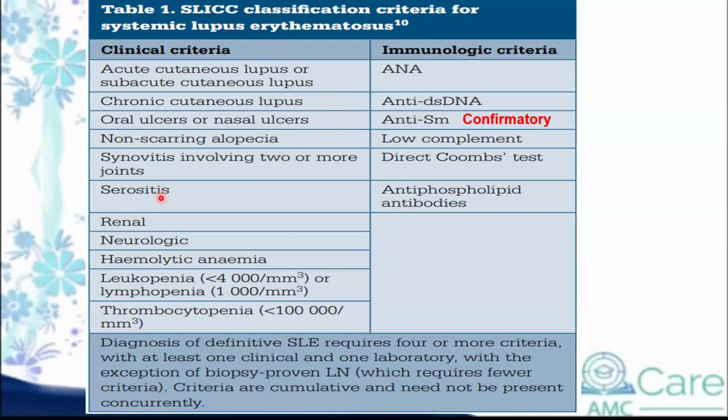Serositis that will affect your, say, the lungs, the myocardium. It can lead to effusions. Any serositis will lead to effusions, right? Renal involvement, neurological involvement, and you get anemia. So anemia here is hemolytic anemia. So Coombs positive, right? And leukopenia is less than 4,000, thrombocytopenia less than 100,000, right?